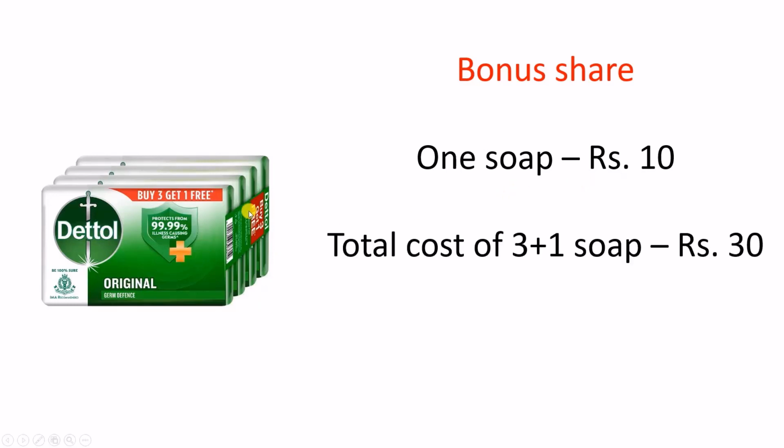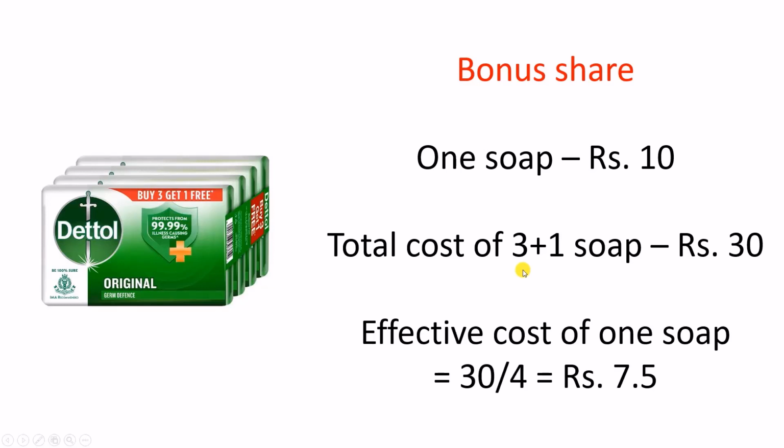Now, if you buy this, then you have to pay 30 rupees. So the price of this 3 plus 1 soap is 30 rupees. If you buy it individually, then one soap costs 10 rupees. So basically, for 30 rupees, you are getting 3 plus 1 soap, 4 soaps. So effectively, each soap costs 30 divided by 4, 7.5. So in this case, each soap is costing 7.5 rupees.